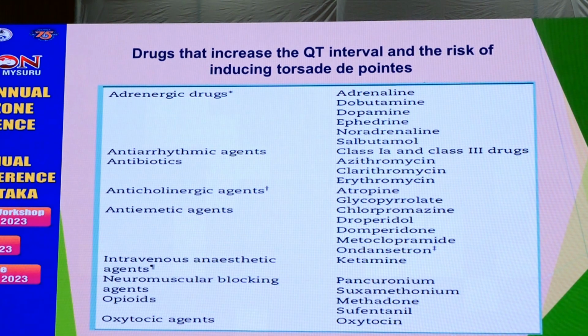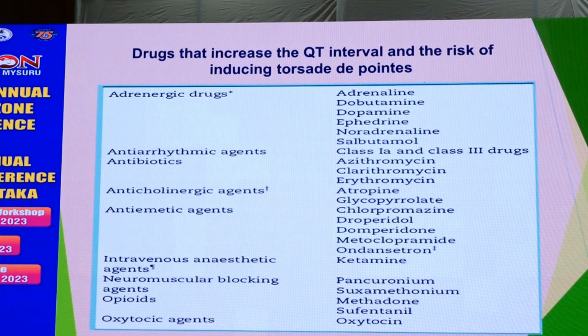As I told you, in a patient who already has a QT prolongation, or whenever you use drugs which prolong the QT interval, you may precipitate an early afterdepolarization and hence torsades. Are the drugs commonly used? Yes, very commonly used. They are the pre-anesthetic drugs like glycopyrrolate, ondansetron, metoclopramide, and regular antibiotics like azithromycin, clarithromycin, your inotropes. So many of them cause QT prolongation.